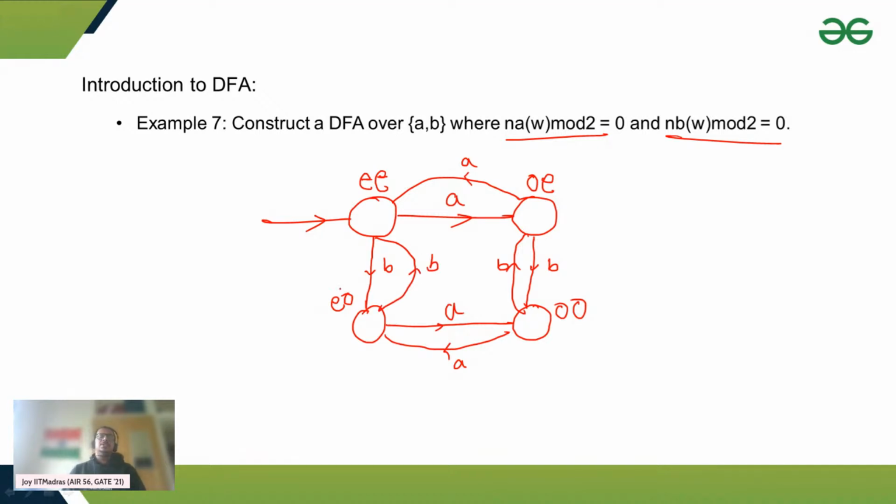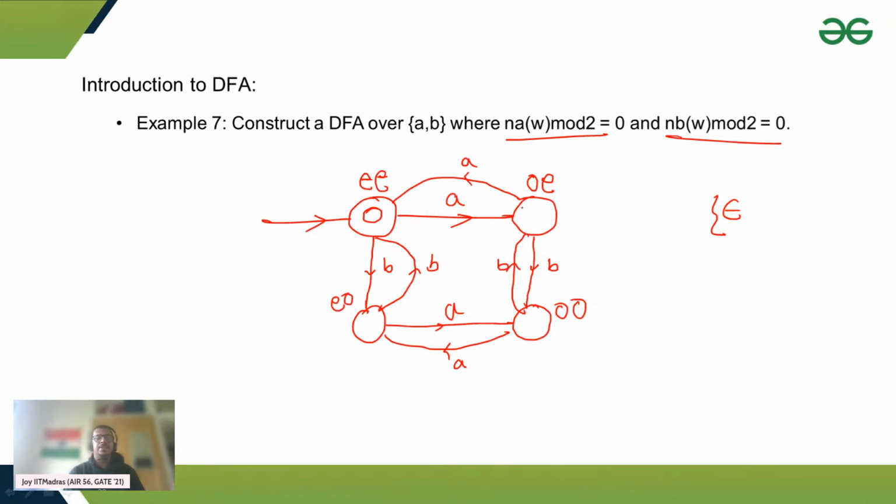Okay, so this is our final automata, and the initial state will be our final state because the number of A and number of B should both be even. That means the string with length 0 will also be accepted. Hence our initial state is our final state, and the initial state will represent that both the counts of A and B are even.